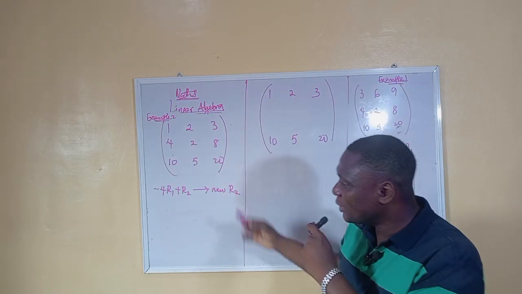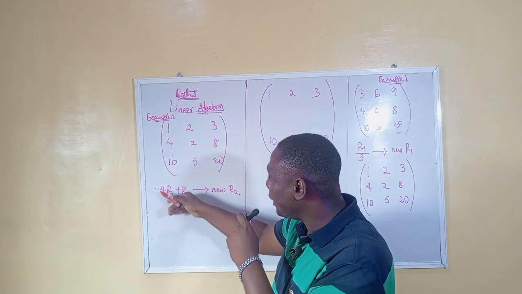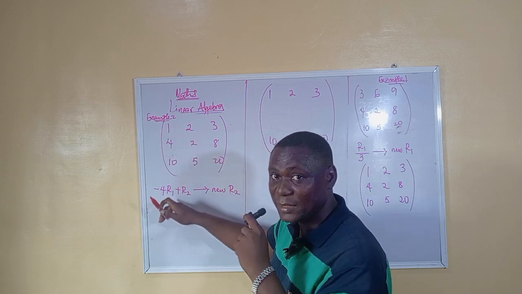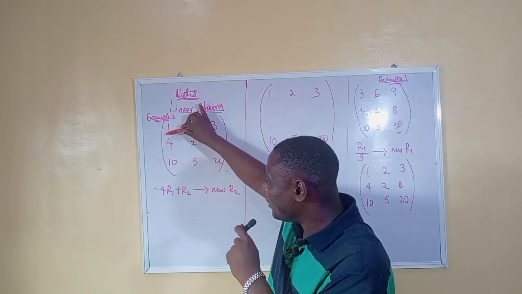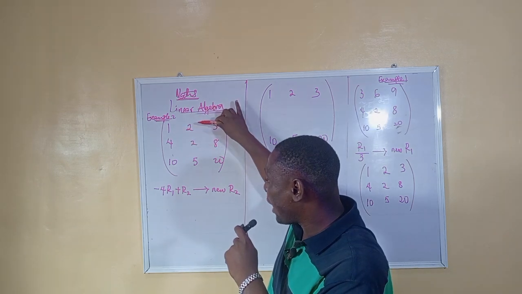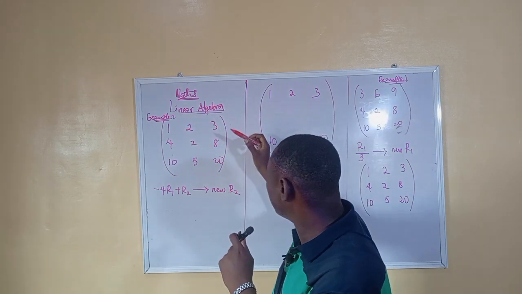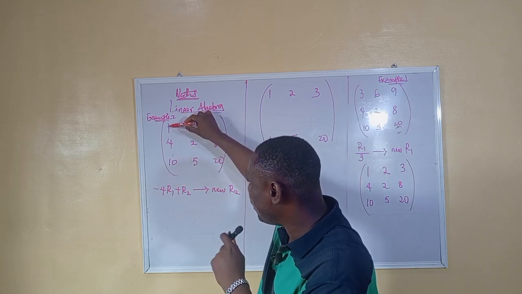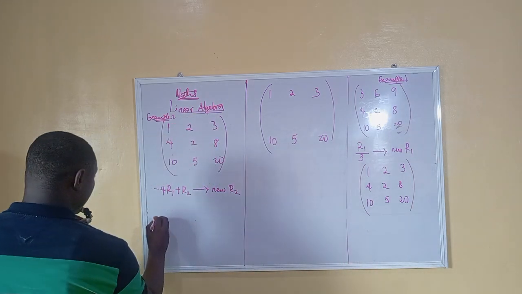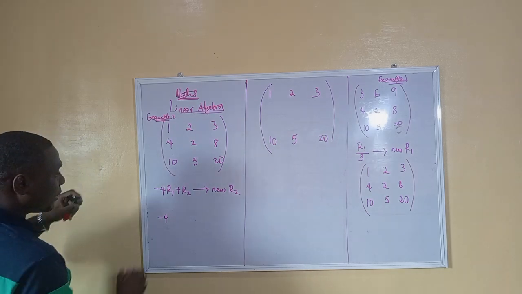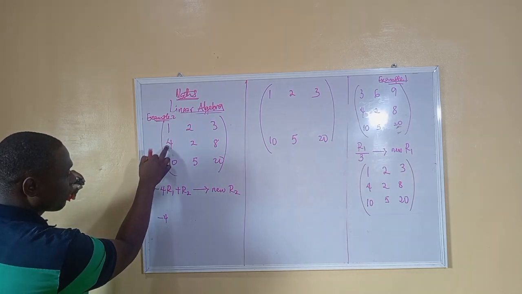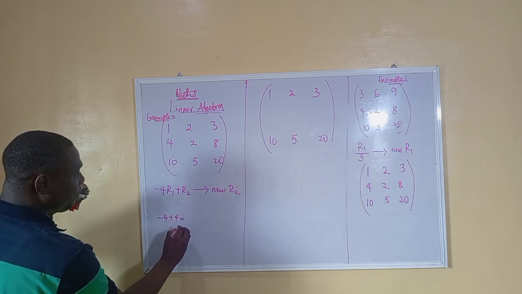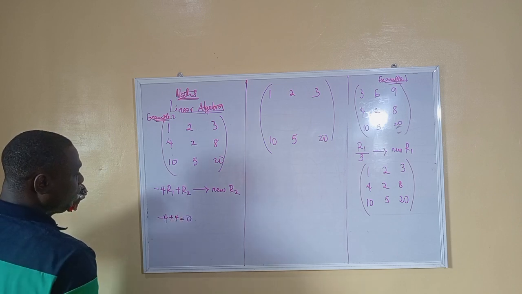That's why we have new row 2 here. And how does that go? They said we are going to multiply. We should multiply row 1 by -4, right? And you add them up with row 2 accordingly. So let's pick the first one. If I multiply 1 by -4, this gives me -4, right? Then plus this 4, so it's going to be -4 plus 4. That's going to be 0, right?